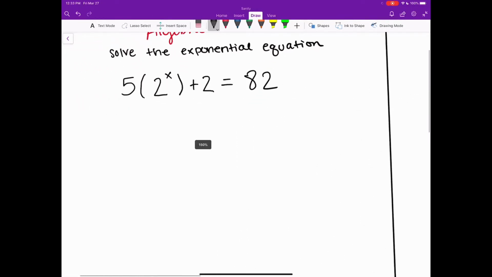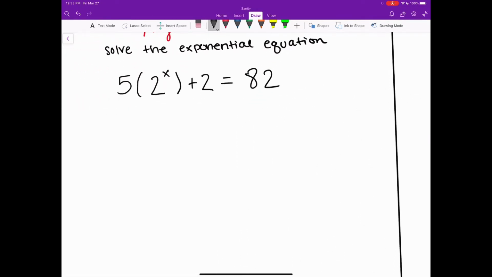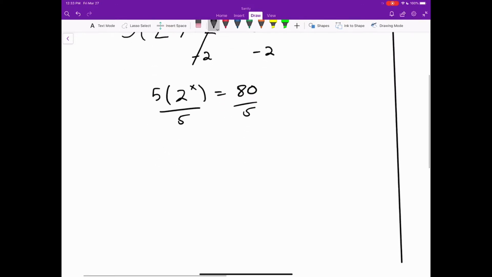So if I want to solve this equation for x, again, we're just going to treat it like a regular equation. I'm going to subtract 2 from both sides to get rid of that 2. You're going to be left with 5 times 2 to the power of x equals 80. Divide by 5 on both sides. You've got 2 to the power of x equals 16.